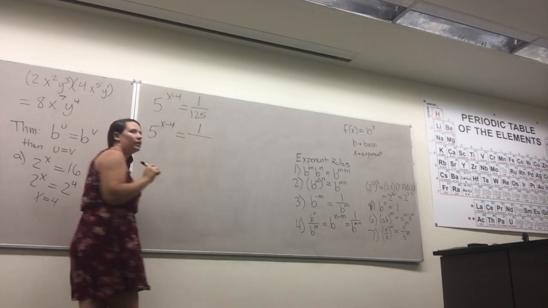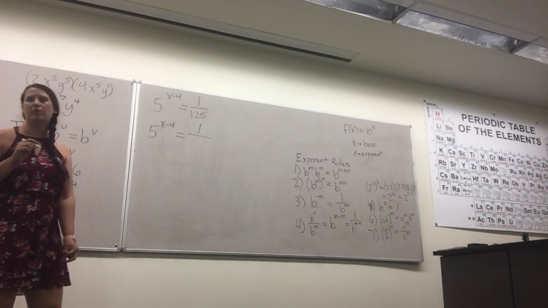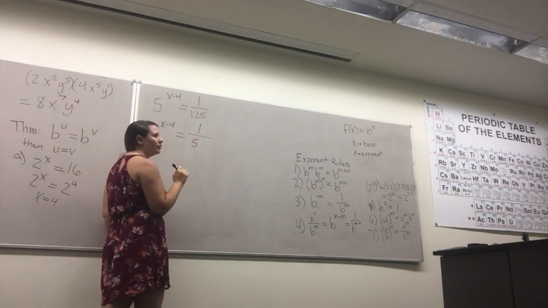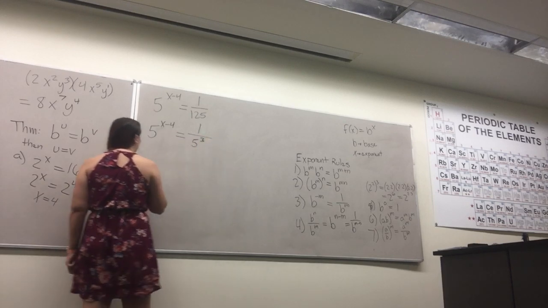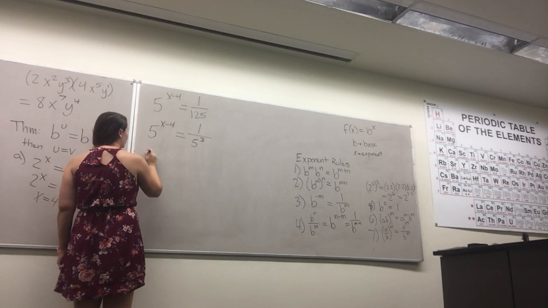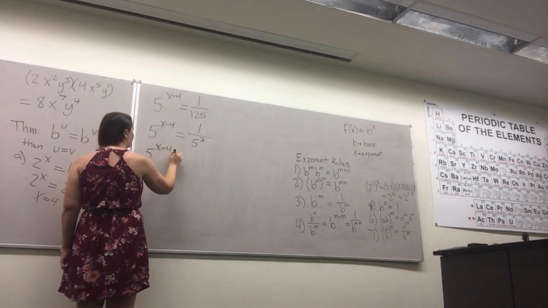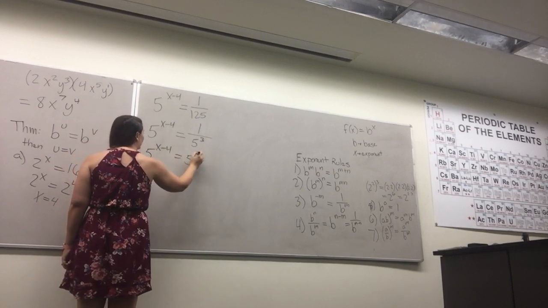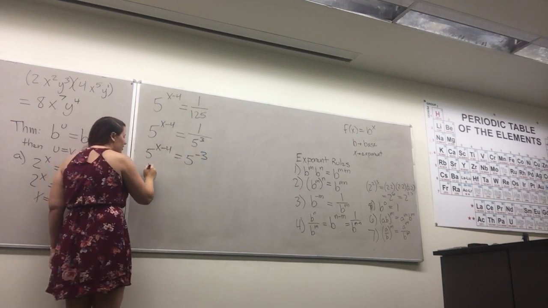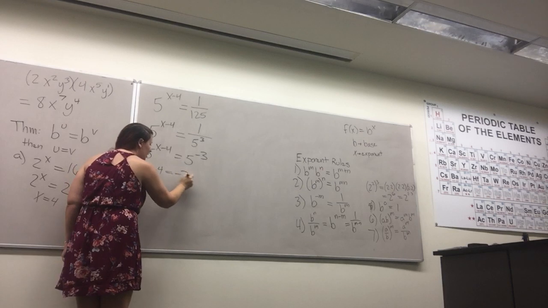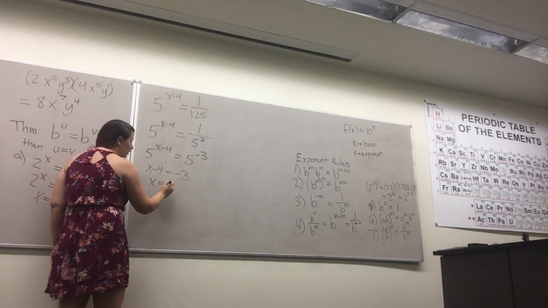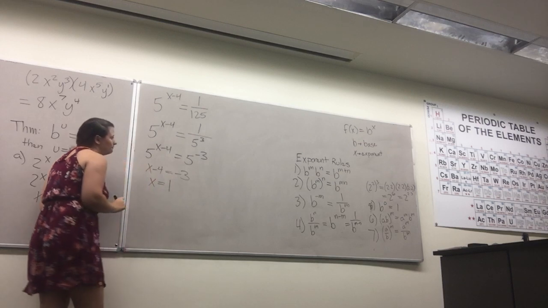How could we rewrite 125 as 5 to a power? 5 to the 5. Not 5 to the 5th, 5 to the 3rd. And then, well, we can't match it yet because it's not the same. So we went 5 to the x minus 4 equals 5 to the negative 3. So now we have the same base, so that means the exponents must equal. So x equals 1. Right?